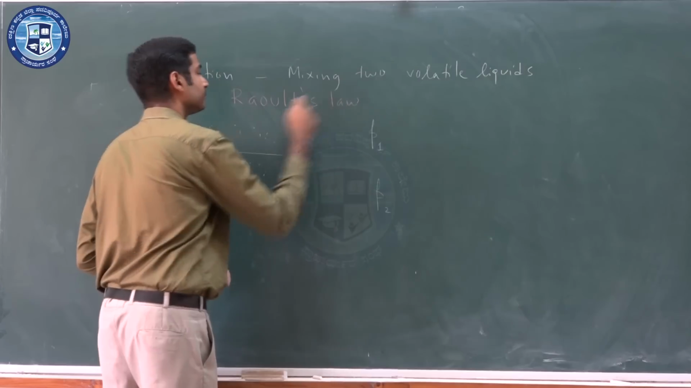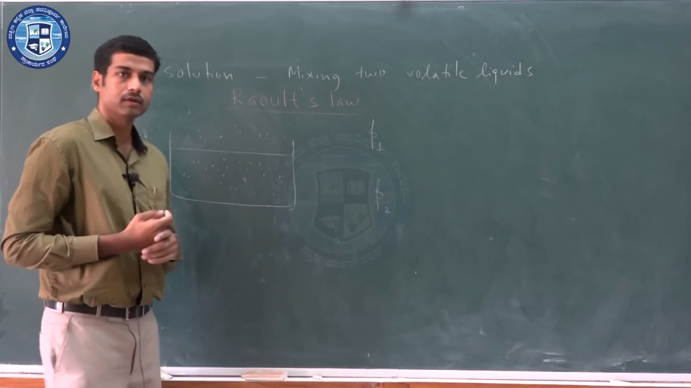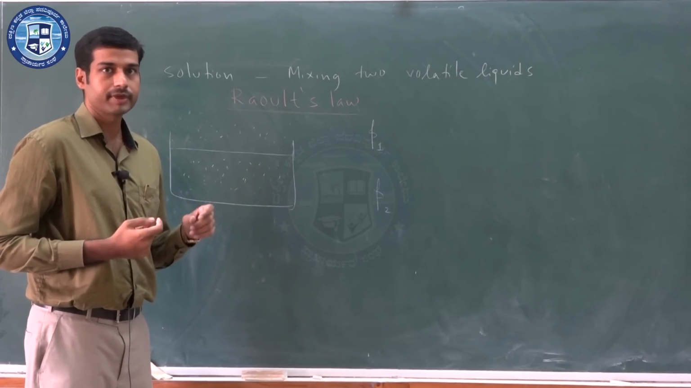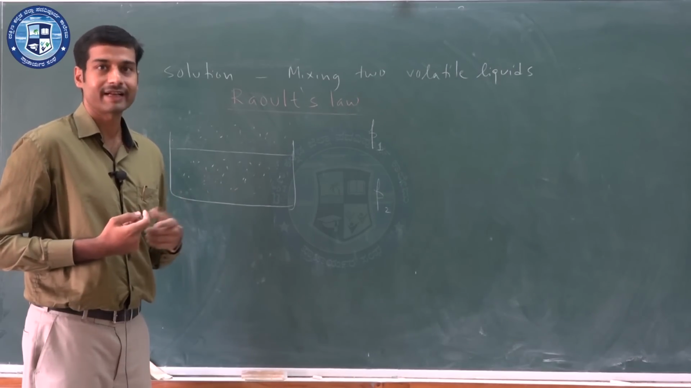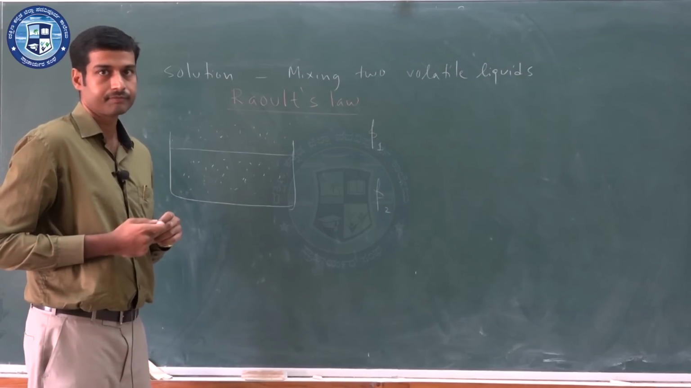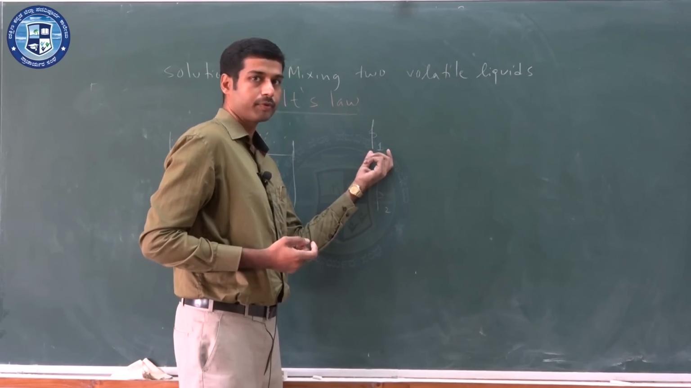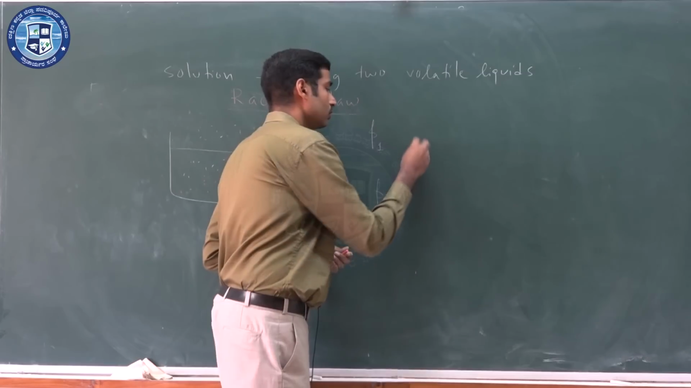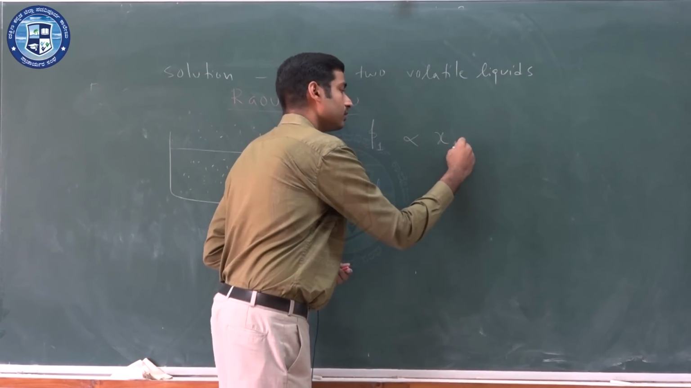Raoult's law. Now, what does Raoult's law tell? In a solution consisting of volatile liquids, the partial pressure of each component is proportional to its mole fraction present in the solution. That means the partial pressure of component 1 is proportional to the mole fraction of the component in the solution.